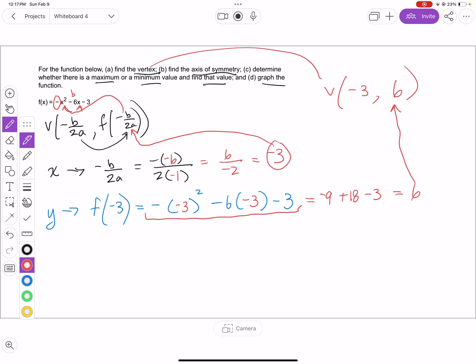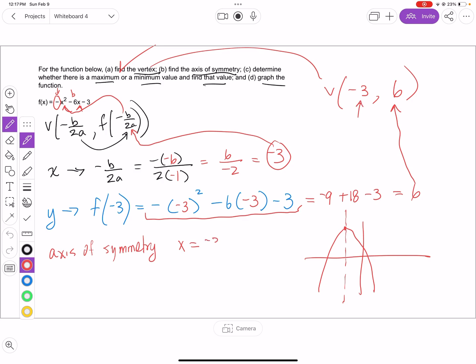Okay, A done. B, axis of symmetry. So the axis of symmetry is the line that goes right through this graph. If I were to graph that, at minus 3 and 6 right there would be a point. And since this is a minus, the graph goes down like this. The axis of symmetry is a line that cuts that parabola right in half, and it's always x equals the x value of the vertex. So x equals minus 3. That would be my axis of symmetry.